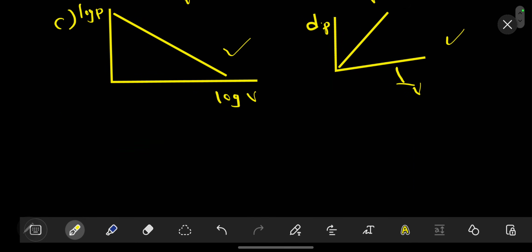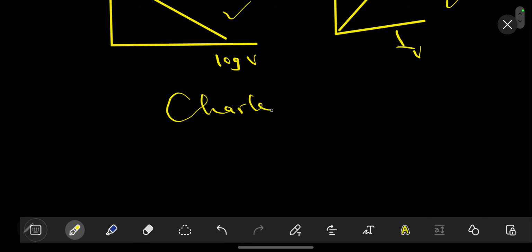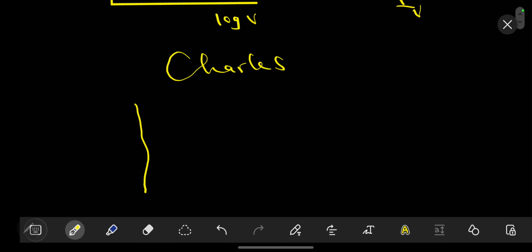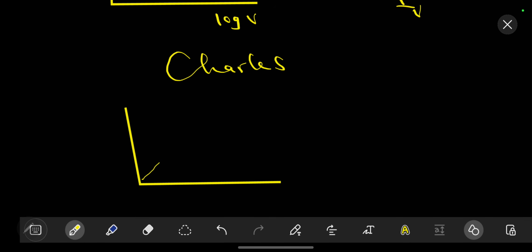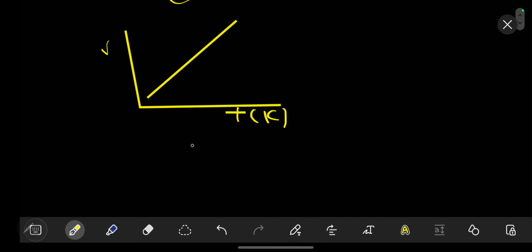So now let's look at Charles' law. We are just going to draw one plot. Under Charles' law, since the temperature is directly proportional to the volume, we are going to have a straight line like that. If one factor increases, the other also increases. So this one will be volume against temperature, and the temperature has to be in kelvins. As long as the temperature increases, the volume also increases.